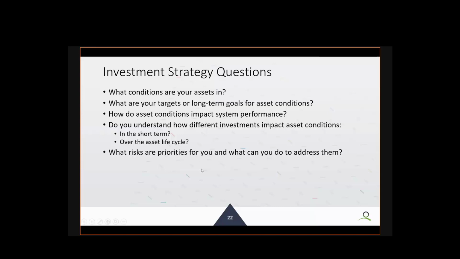Next question. So what risks are priorities for you, for your agency, and what can you do to address those risks, right? It's not just about what worries you, but what investments are you going to make to address those risks, and how will that impact either what you have to invest to address conditions, or maybe those investments directly address conditions.